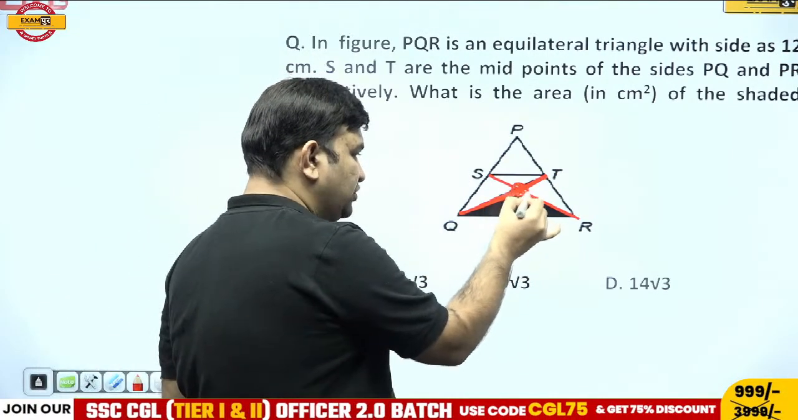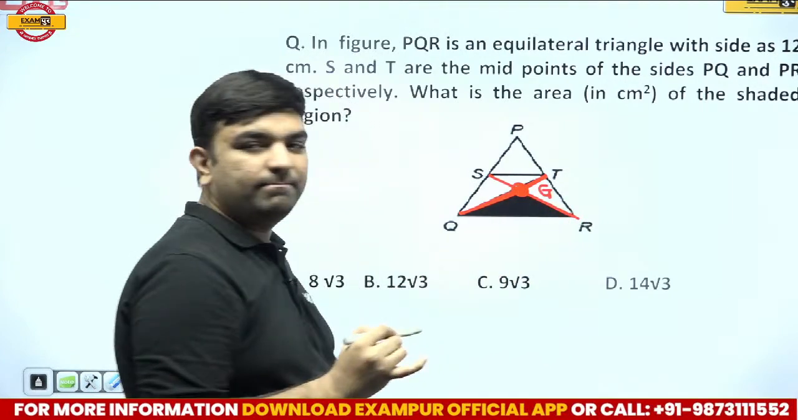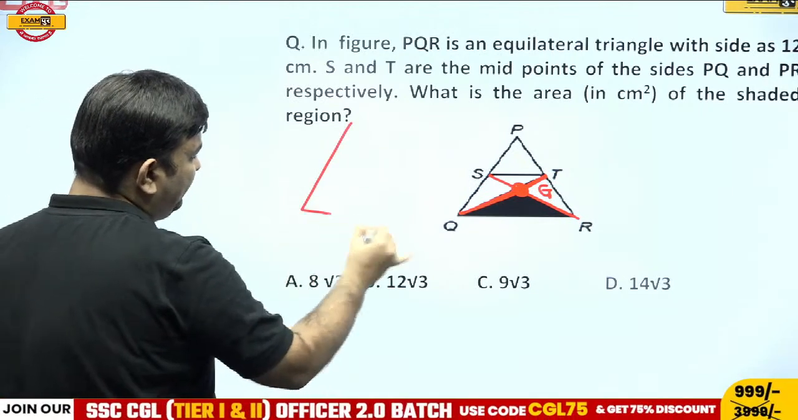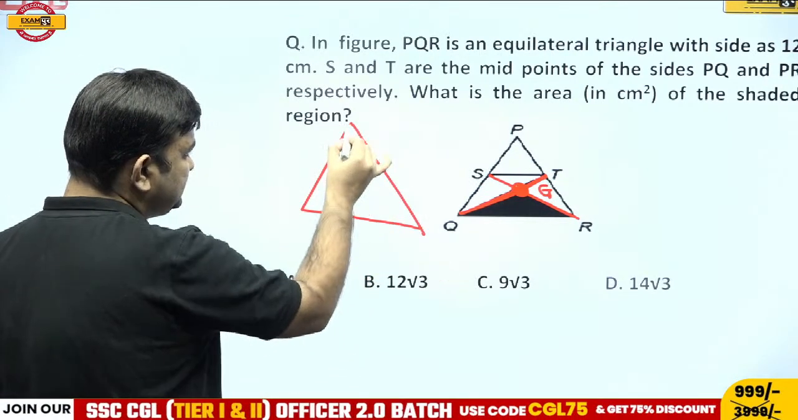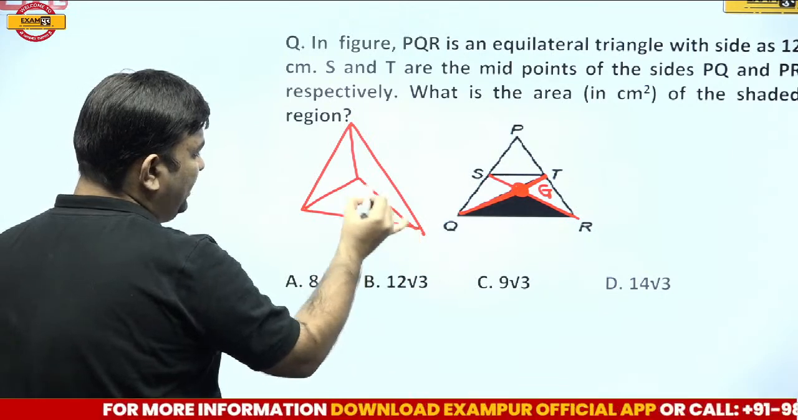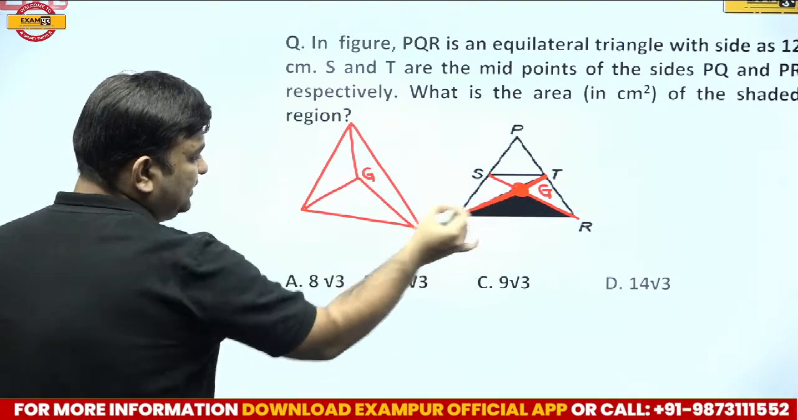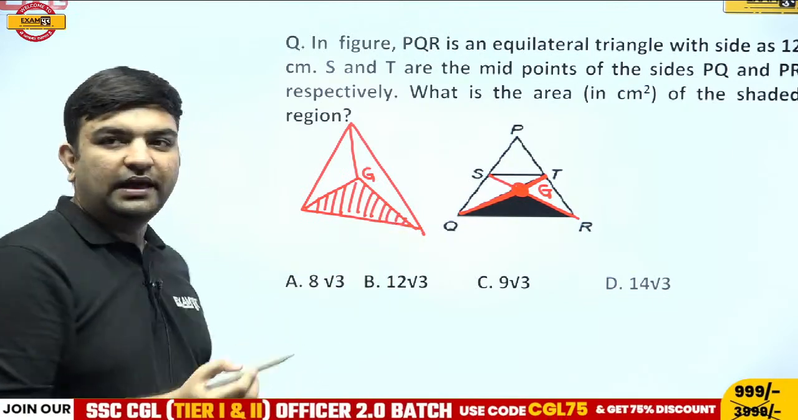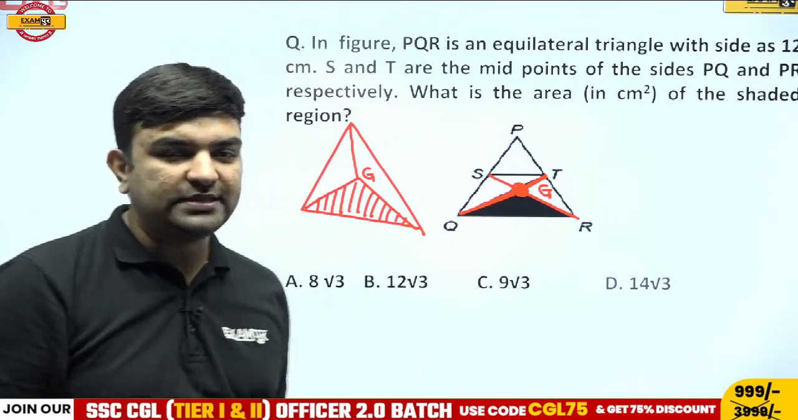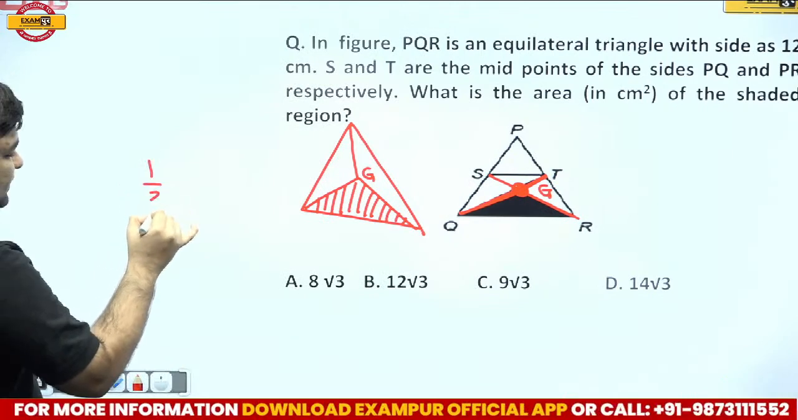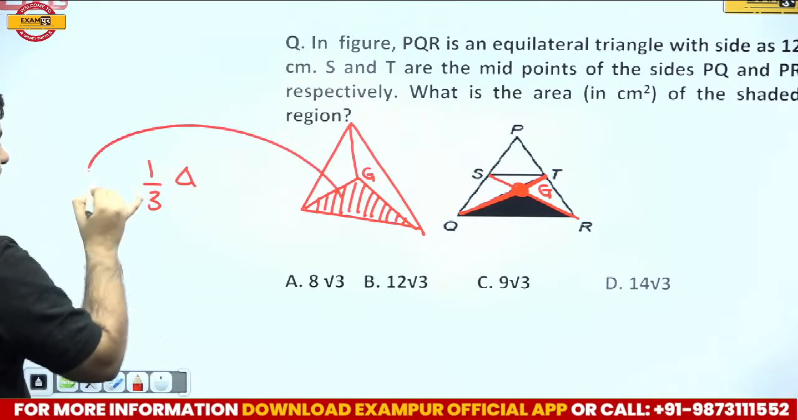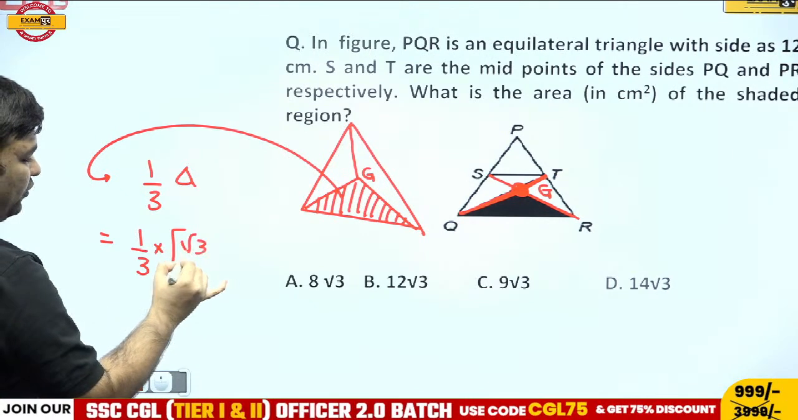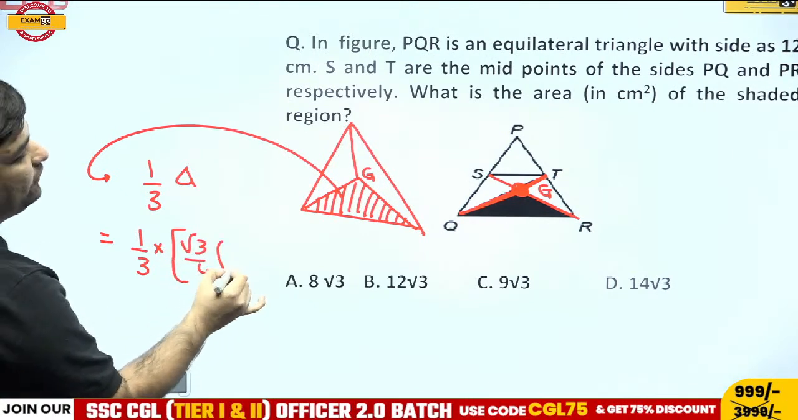The point of intersection of medians is the centroid. The centroid divides the triangle into 3 equal parts. They are asking the area of one part, so it is 1/3 of the triangle. And the triangle is an equilateral triangle, so the area is √3/4 a squared.